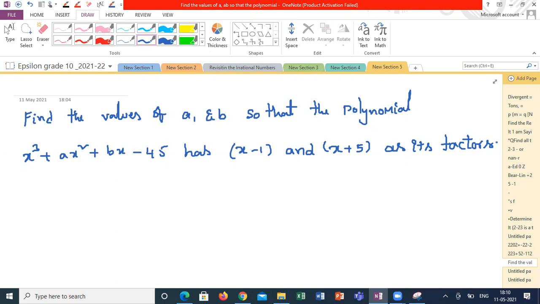Guys, what concept do I have to use here? Sir, first we need to take x minus 1 equal to 0, so x will be 1. Then we do the same for x plus 5, so x is equal to minus 5.